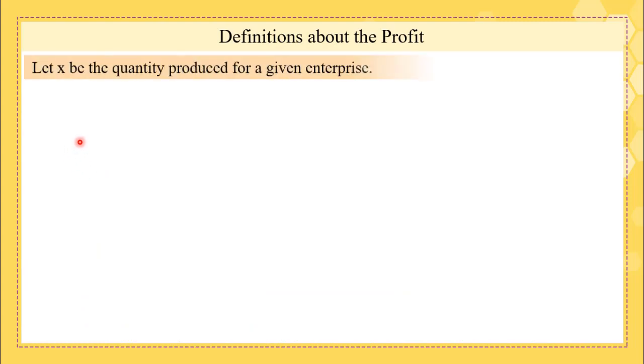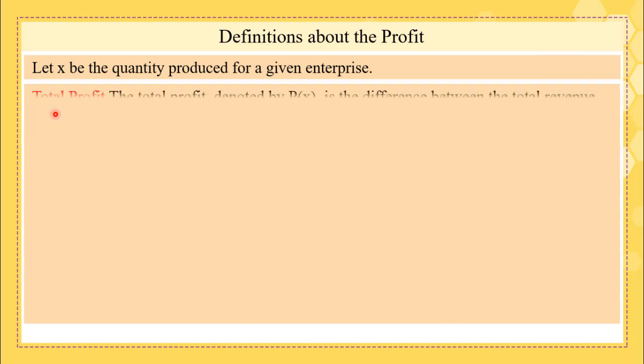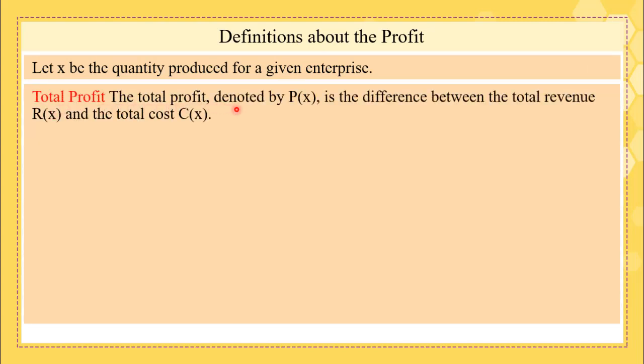Now we will talk all about the profit. Let X be the quantity produced for a given enterprise. First, total profit. The total profit, denoted by P of X, is the difference between the total revenue R of X and the total cost C of X. Hence, the rule of the total profit is P of X equal R of X minus C of X.